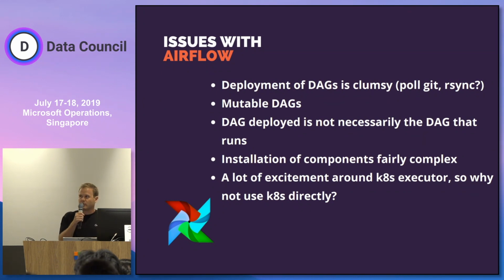We also found the deployment of Airflow itself to be fairly complicated. There are a lot of moving parts, and while not all are necessary, depending on your scale, you almost certainly want to run the database and the scheduler on separate machines. You also have to monitor the web UI, the scheduler, and the executors. If you scale out using the Celery executor, it gets even more complex. We also noticed that there was a lot of excitement around the Kubernetes executor for Airflow. So we thought, why not just use Kubernetes directly instead?